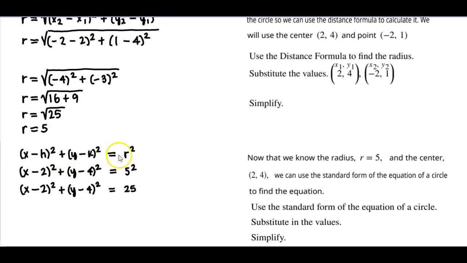So again, here's the standard form of the circle. We know that h is 2, we know that k is 4, and we know that r is 5. So we end up getting (x minus 2) squared plus (y minus 4) squared, which is equal to 25.